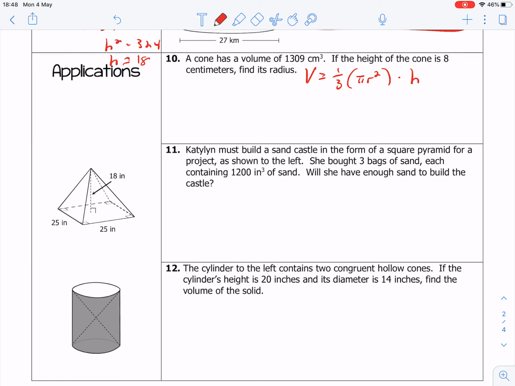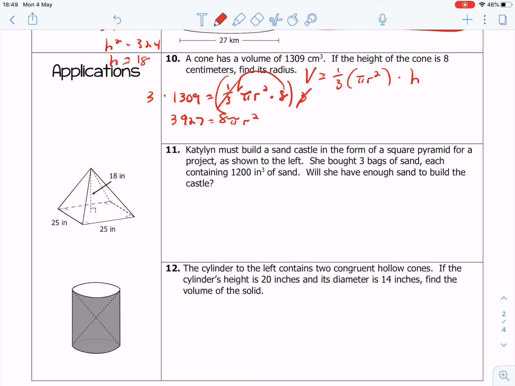So it gives us the volume. It says 1,309 equals, the height of the cone is 8, so 1/3 pi r squared times 8. We're just solving for r here. So we divide by 8 or we multiply by 3, whatever we want to do first. Let's multiply by 3. The 3 and the 1/3 cancel out, and we do it on the other side too. And that's where we get 3,927, and that gives us 8 pi r squared.